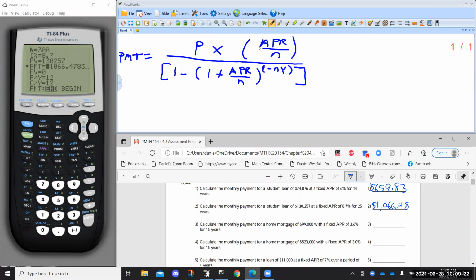Home mortgage, so present value of $99,000 and an APR of 3.6%. And it's a 15-year mortgage. And to figure out our monthly payment, it's going to be $712.61.